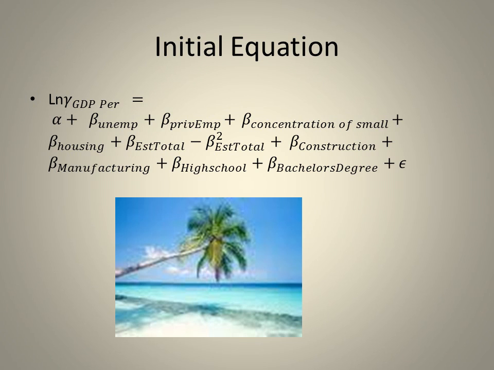Again, we have housing. The number of establishments in a community is increasing at a decreasing rate, hence the squared term in the second variable there. The construction sector, the manufacturing sector, the high school attainment, and bachelor's degree attainment.